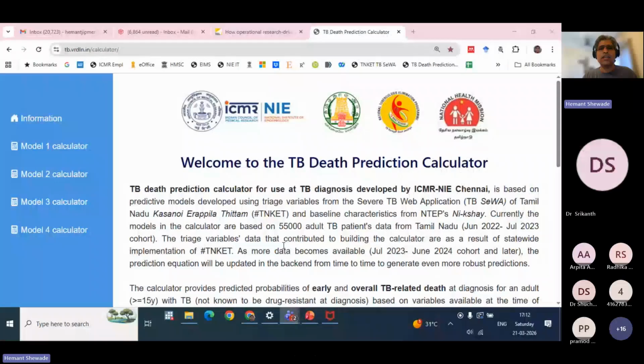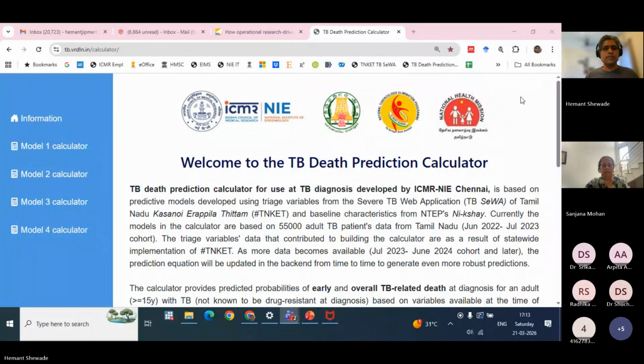So it's easily possible. Please use the TB death prediction calculator. You can change the BMI in that as a continuous variable, and you can see how the predicted probability increases. So if you want, should I give a quick demo of it? Okay, I'll do that. Permit me to share my screen. Can you see my screen? Yes, we can see it.